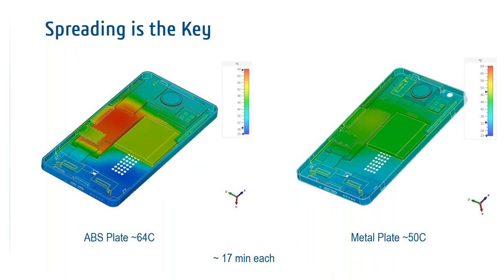For example, instead of waiting 1 or 2 hours for solving the whole thing together, you can solve all the design variations in this case, by trying to change what would be an ABS plate, which is a plastic material, versus a metal plate, which spreads heat, and spreading is the key here. I solved these in 17 minutes each, with 1.4 million mesh cells. Quite amazing speed, allowing you to quickly evaluate your design options. So by offering all these solvers together in one package, it really allows you to take advantage of the full package.